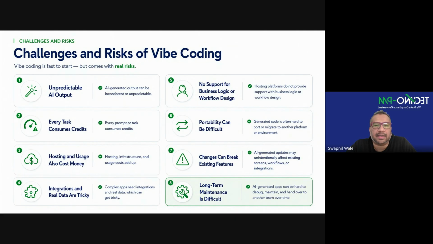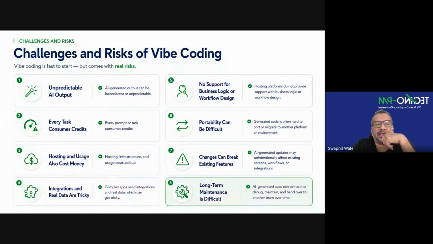Change can break an existing feature. This is what we have seen: you ask the AI to build something, but it goes and changes something else. And long-term maintenance is difficult, because your code can get out of sync. It might stop working. We have seen these tools for a few years, and they have matured a lot. They have become much more stable than last year, but we still do see quite a few times when you come across these challenges.